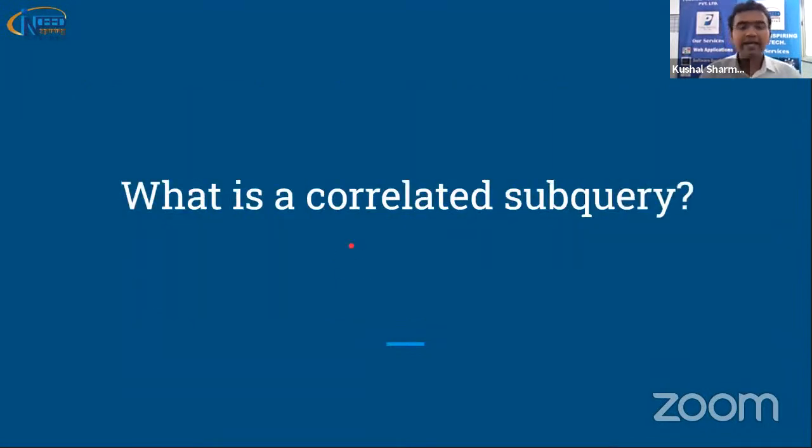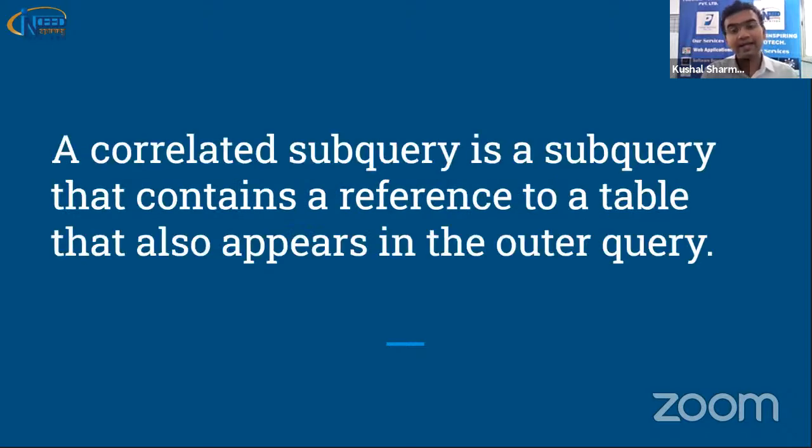Now let us move ahead and try to understand what a correlated subquery is. Correlated means it should be related to the parent query. Subquery means query inside query. So if the parent query is having some table, and the inner query also has the same reference, in that case we call it a correlated subquery. You can see here, a correlated subquery is a subquery that contains a reference to a table that also appears in the outer query. So that is called a correlated subquery.